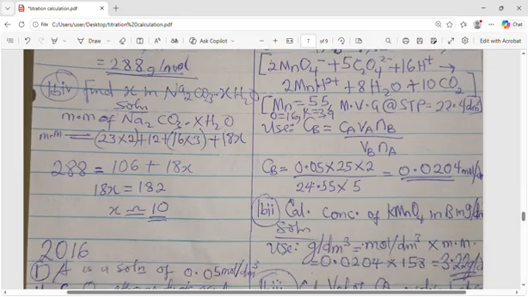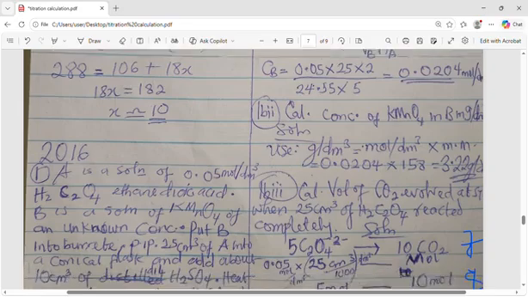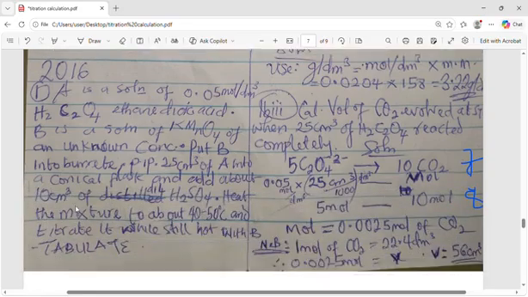Then the second to the last for today for this class is 2016 and 2015. In 2016, they said A is a solution of 0.05 moles per dm, and here we are looking at oxalic acid, or ethanedioic acid. We also have B, a solution of KMnO4 of an unknown concentration. Take note, they say put B into the burette. Normally it's A we always put, but now they say put B into the burette. Pipette 25 cm³ of A and so on.